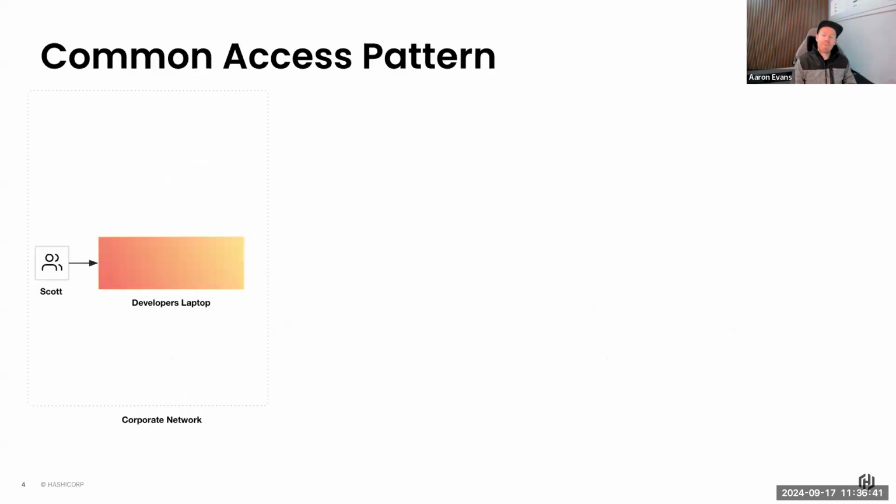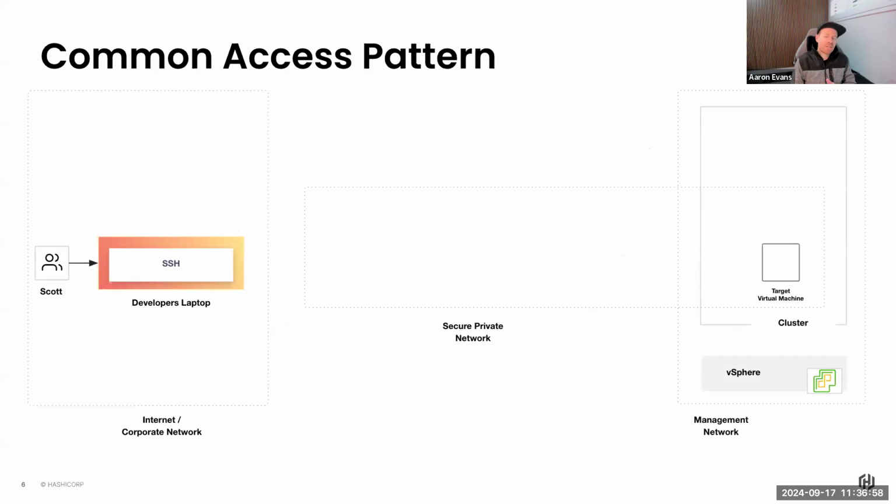So let's examine the process Scott needs to follow to access his newly deployed workloads. Scott is usually located in a corporate network, although this could be the public network. And this is a target virtual machine running in our vSphere environment. And so this machine's probably sitting on some type of secure private network where he probably needs some type of access, whether that be SSH, RDP, or even general HTTP access of some kind.